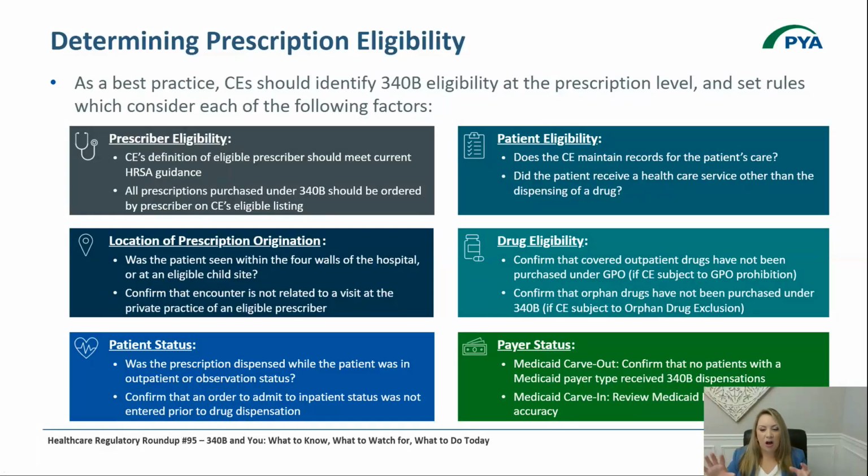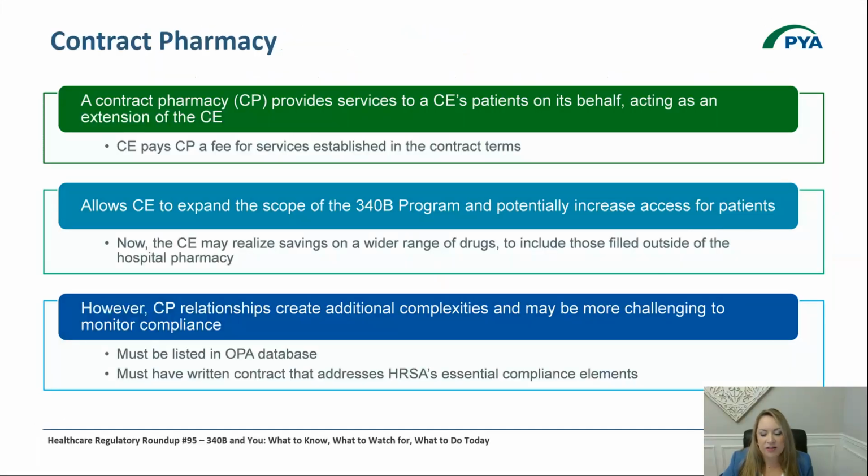So all of these factors have to be taken into account to make sure that only eligible patients are qualifying for 340B. So this is how it becomes a bit complex when you think about the total volume of patients receiving care across your organization and the various sites of care and providers and all of that.